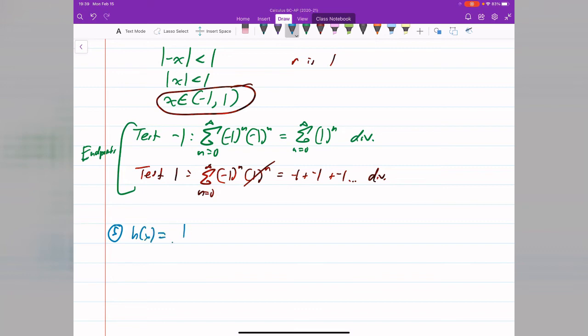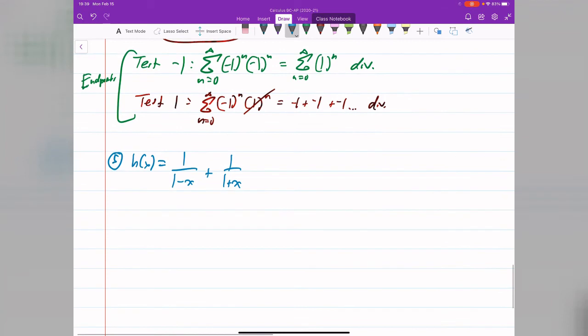Let's do a sum of 2. So 1 over 1 minus x plus 1 over 1 plus x. If you have a sum, I would advise adding them up to become a single rational expression rather than doing some sort of sum of two different sequences. This is going to be far easier.